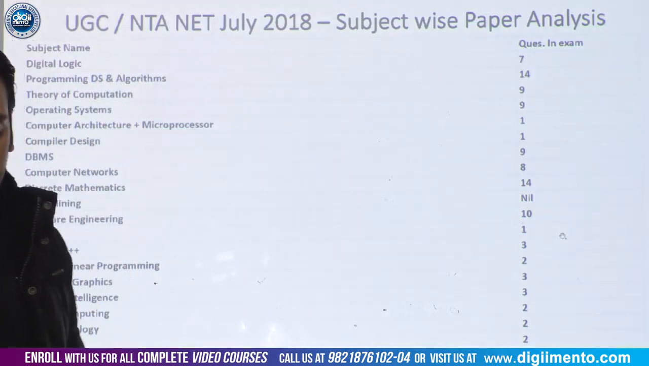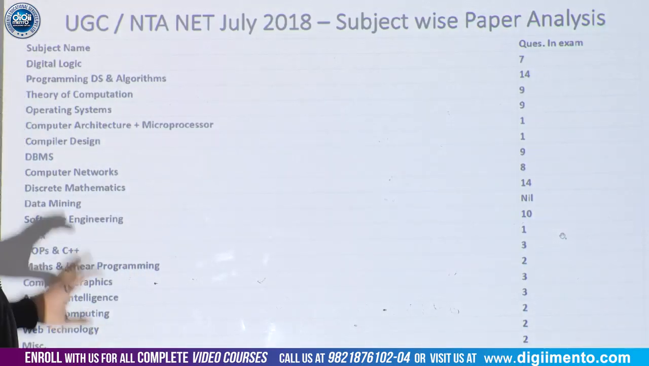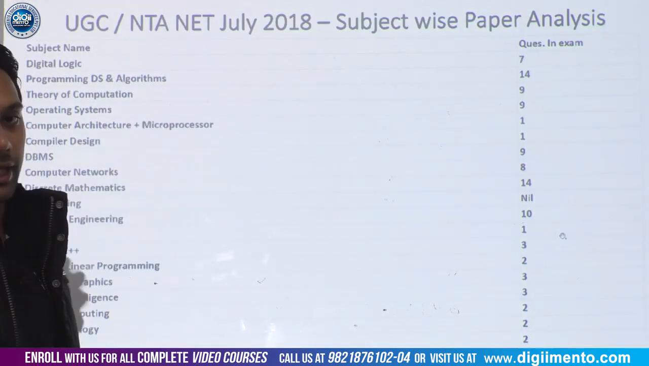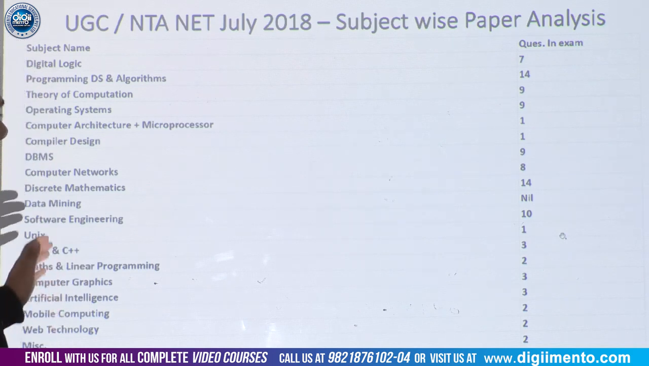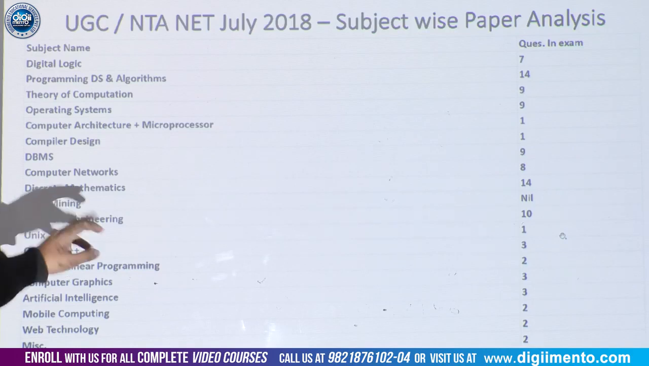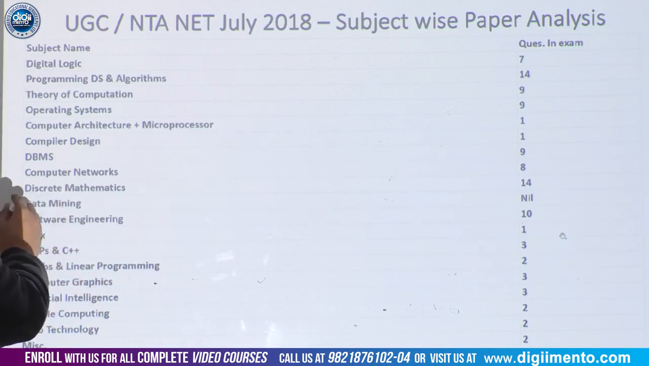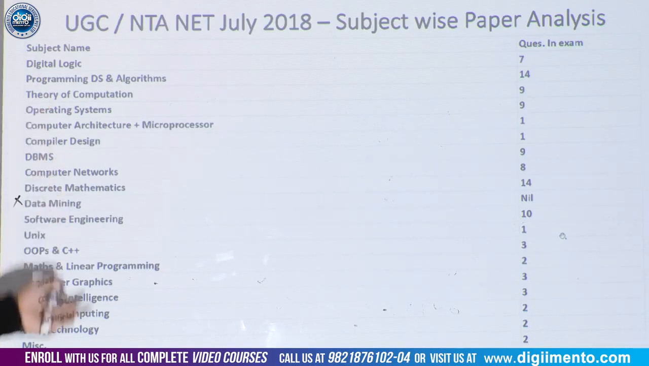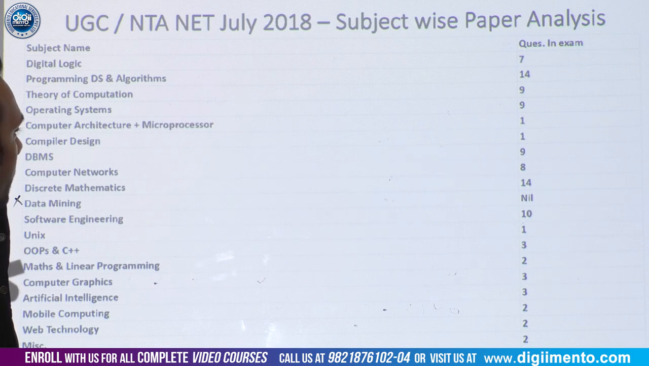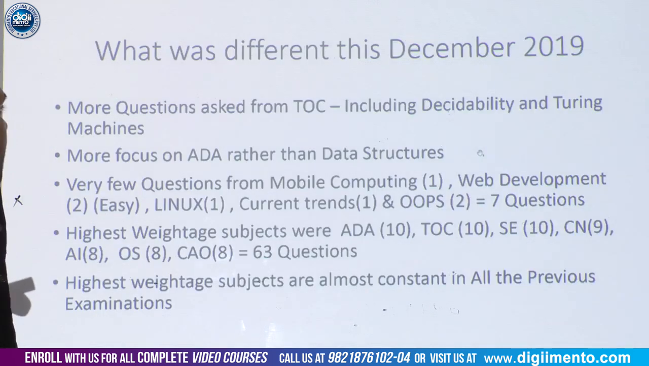I have given you the PPT. In that PPT itself you can see the same paper analysis from 2018. Again you can see there are some subjects which are not important at all. You can leave those subjects, for example data mining. You can look at it and accordingly make your preparation plan. Okay, so what was different in 2019?